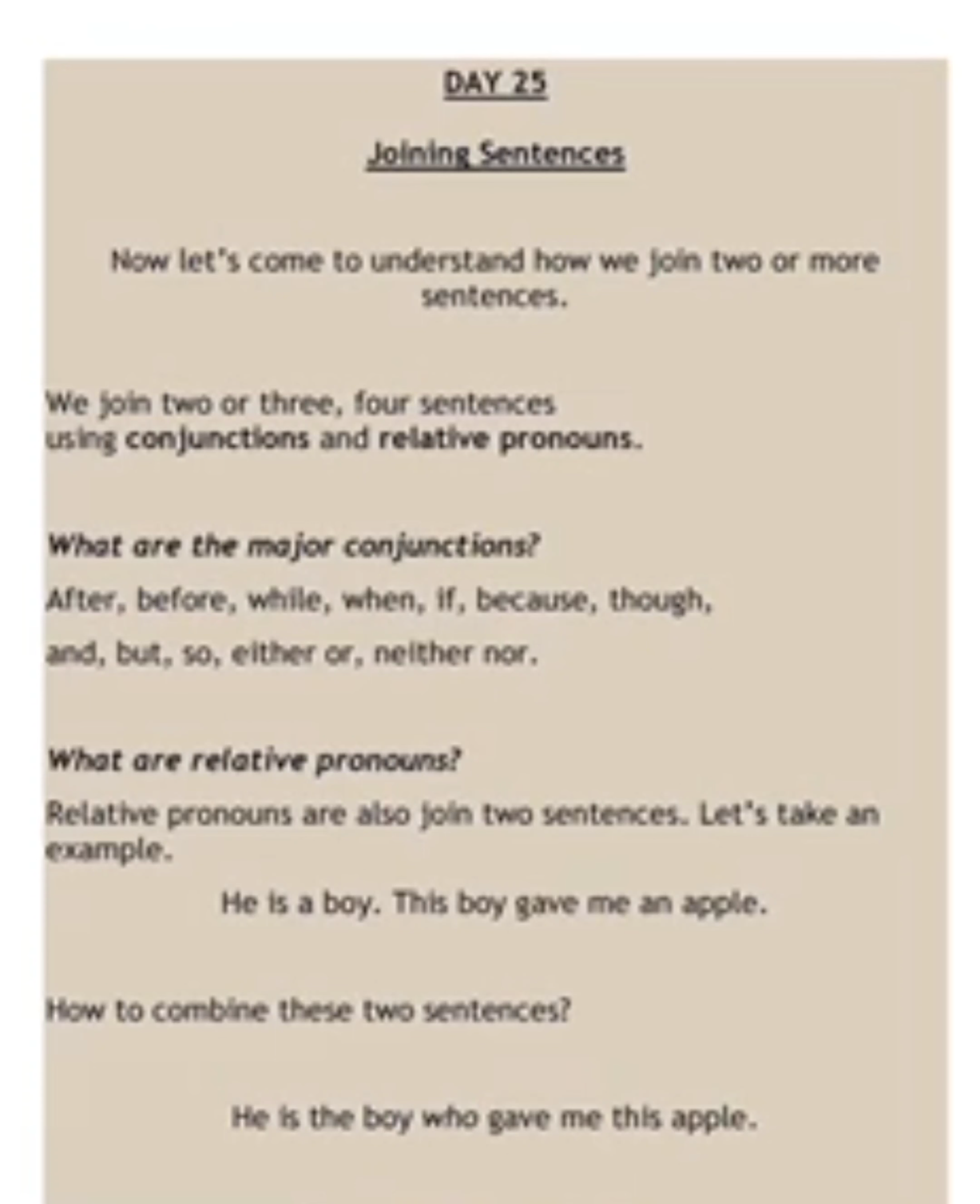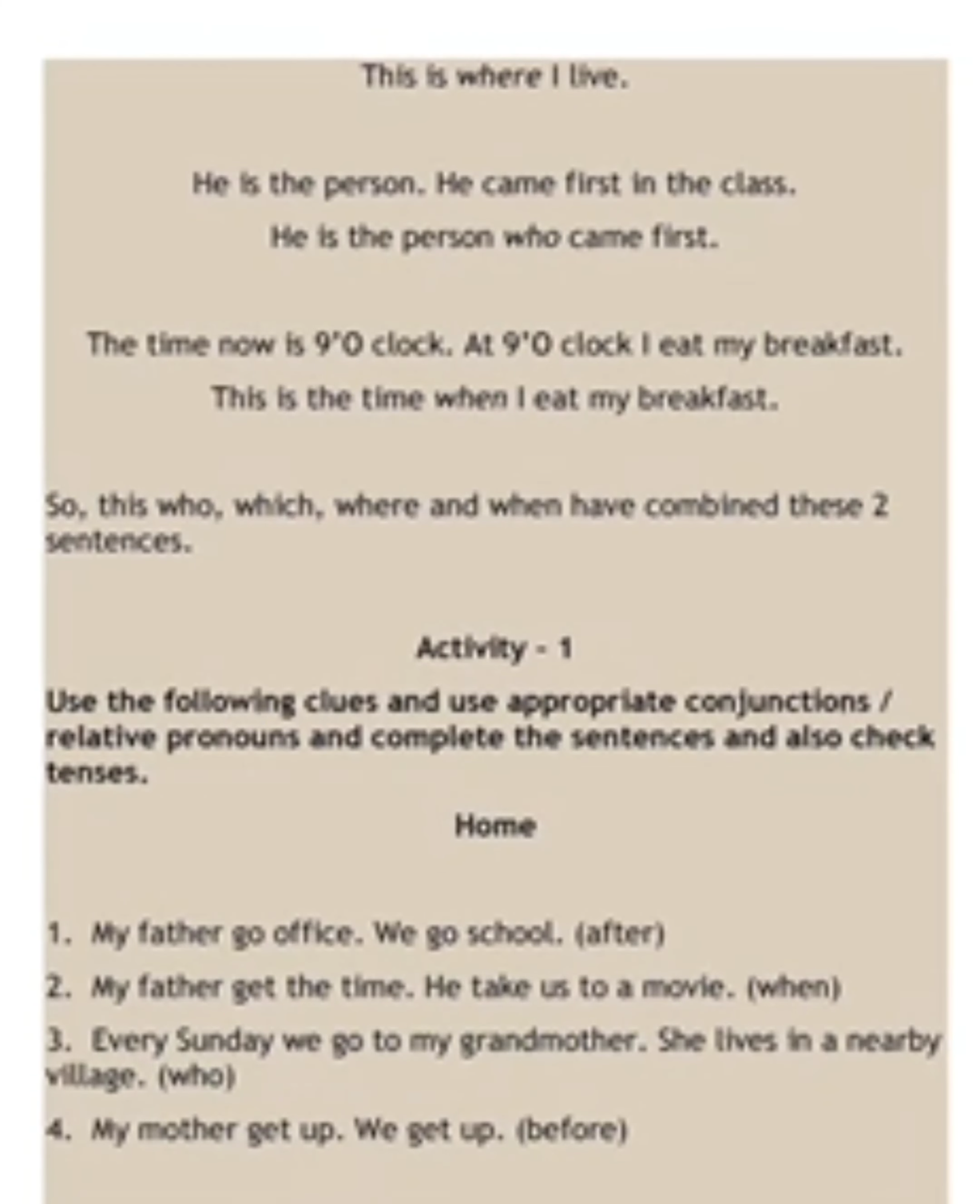Now, second one. This is my house. I live here. This is my house. I live here. They are two separate sentences. How do we combine them? This is where I live. Now, where refers to this, the house. This is the house where I live. So, the where is the place.